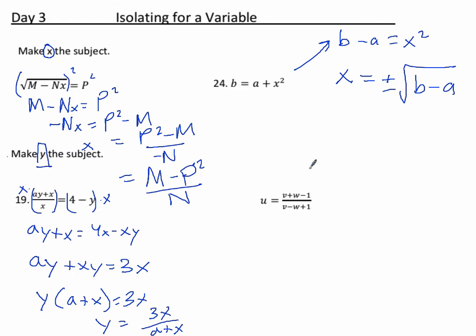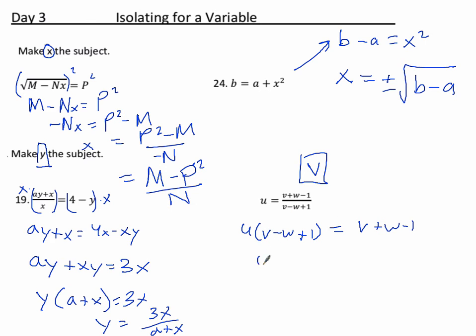Okay, we'll do the same thing the next one. And the next one we're solving for v. Okay, and we have to do the same thing. We have to multiply both sides by the denominator. So we're going to have u times (v minus w plus 1) equals v plus w minus 1.